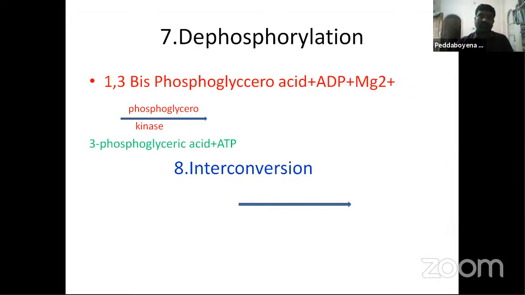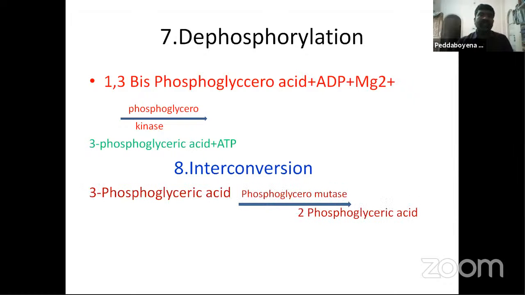And next one, interconversion. In interconversion, the eighth reaction, the 3-phosphoglyceric acid is catalyzed by phosphoglyceromutase. So this molecule is shifted from 3 carbons to 2 carbons. This is called interconversion. Here 3-phosphoglyceric acid is catalyzed by phosphoglyceromutase, and 2-phosphoglyceric acid is formed.